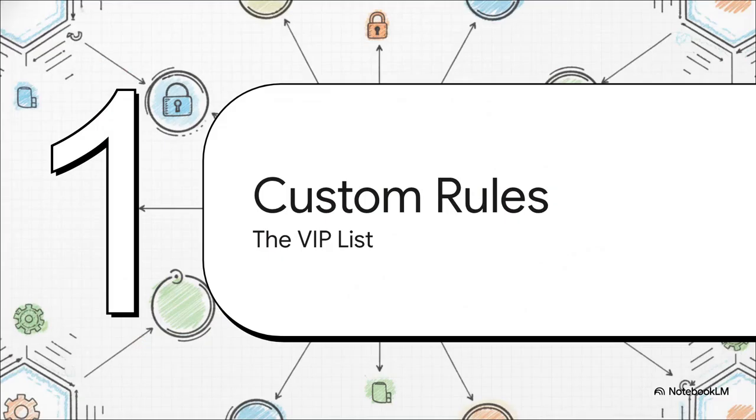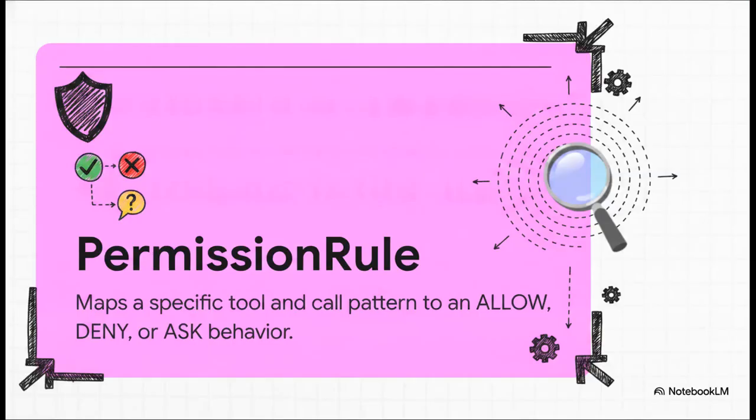Section 4, writing custom permission rules. So what is a permission rule? Well, it's exactly what it sounds like. It's a configuration that maps a specific tool, like bash or read or write, and a specific call pattern to a behavior. Allow, deny, or ask. Because explicit deny and ask rules are always honored in every single mode, yes, even in bypass, mastering these rules gives you absolute control over your bouncer's VIP list.